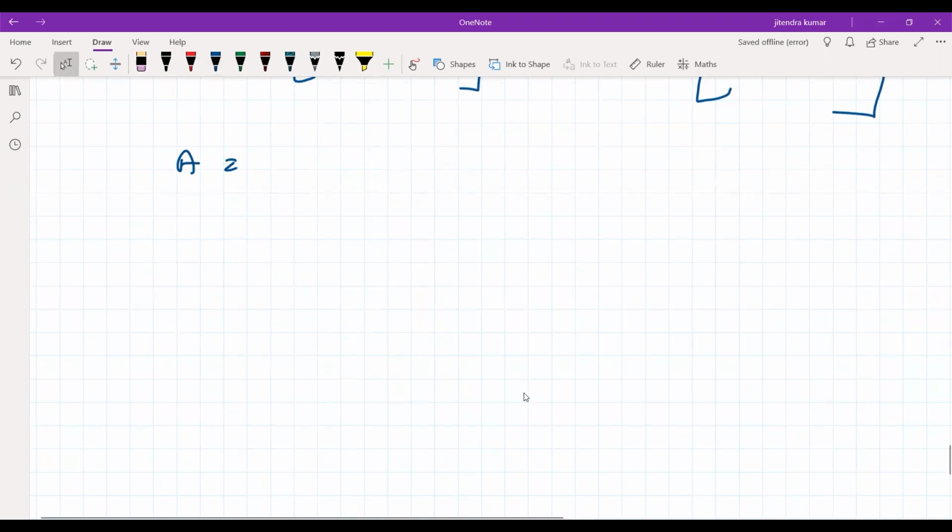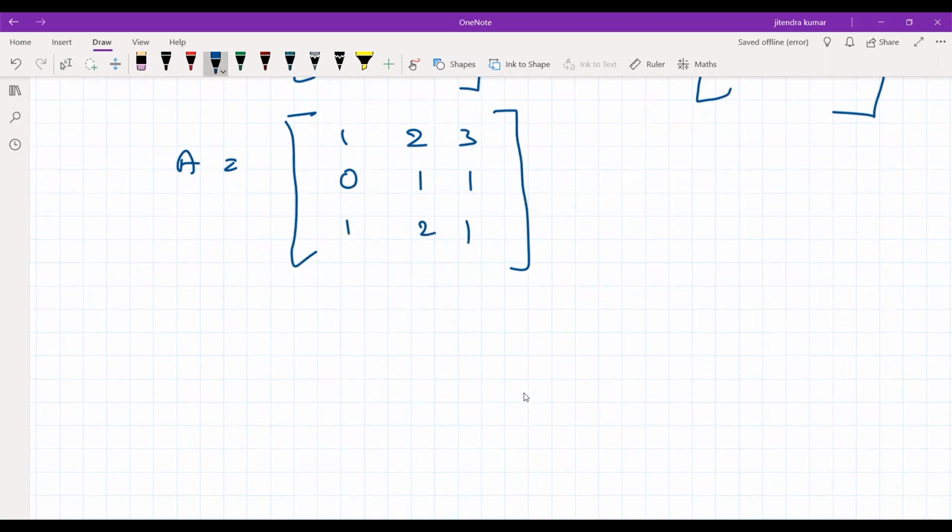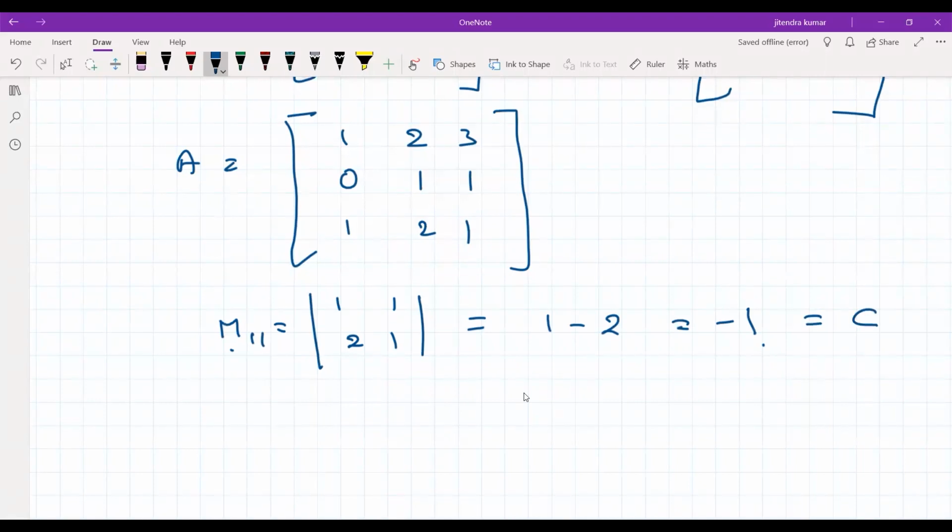Suppose we have a 3 by 3 matrix of 1, 2, 3, 0, 1, 1, 1, 2, 1. If we have to find M11, that will be equal to the determinant of [1, 1; 2, 1]. The value of this is 1 minus 2, that is equal to -1. So M11 is equal to -1, and this will be equal to C11 also.